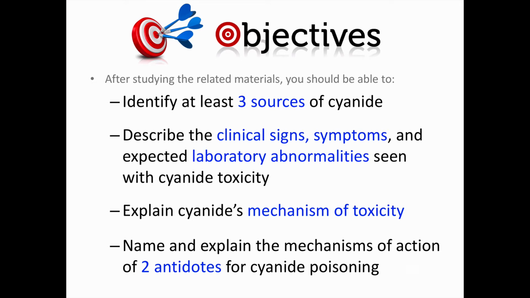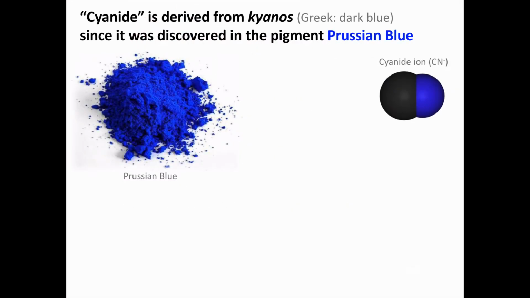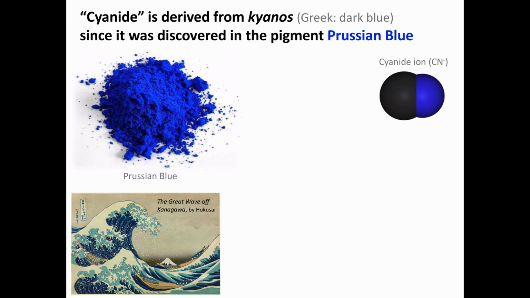for cyanide poisoning. The word cyanide is derived from the Greek root kyanos, which means dark blue, and this Greek root word was chosen because of Prussian blue. Prussian blue had been a popular pigment since the early 18th century. For instance, we can see its use here in the Great Wave off Kanagawa.